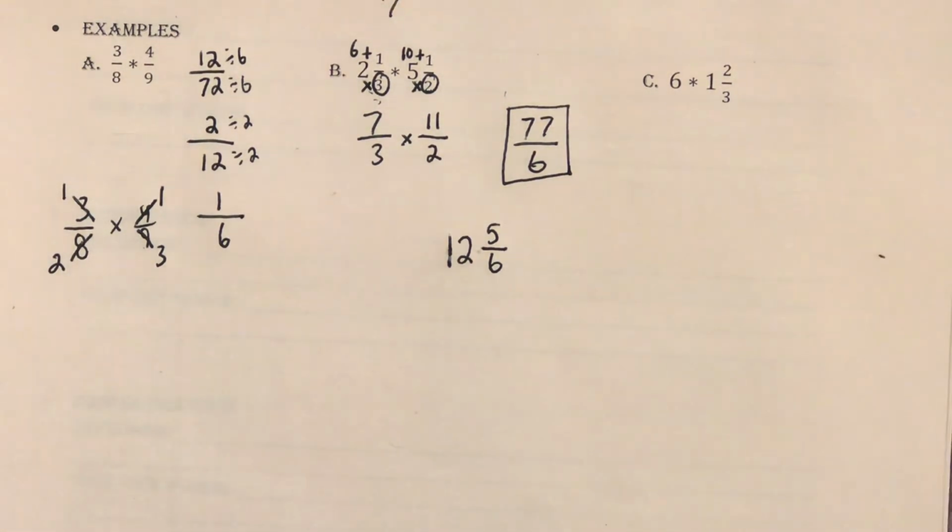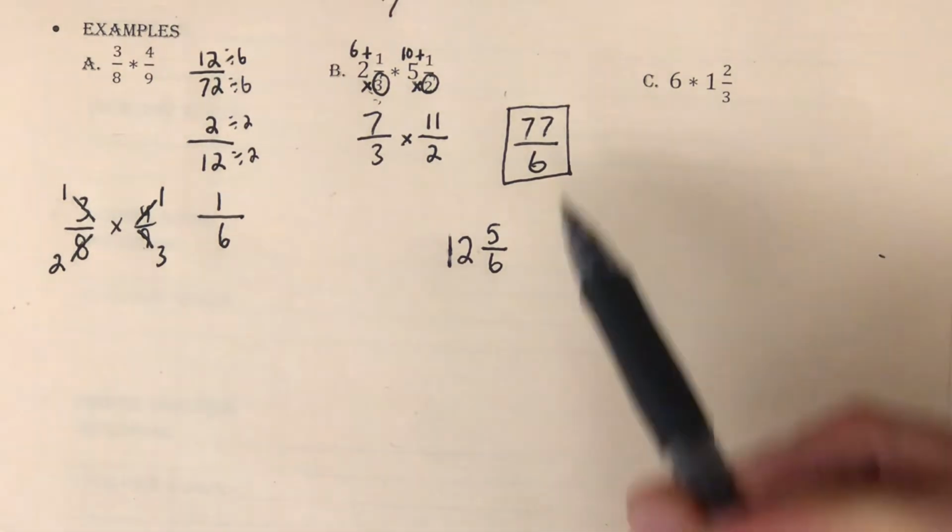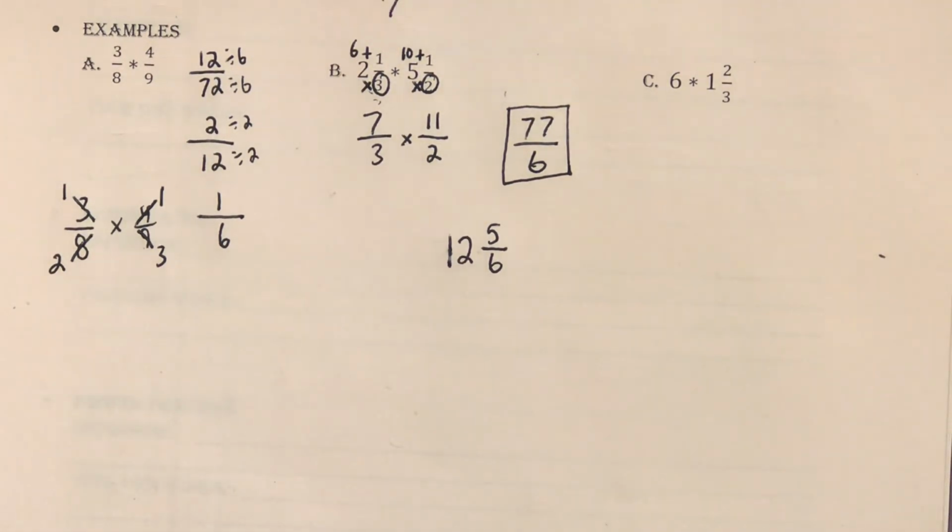But again, that's another extra step, and it's not required, all right? You can end at 77 over 6, and that is completely fine. Now, if you just love to have mixed numbers, then go ahead and make sure you've got it converted over to 12 and 5/6. But I'm completely fine if you end with 77 over 6.